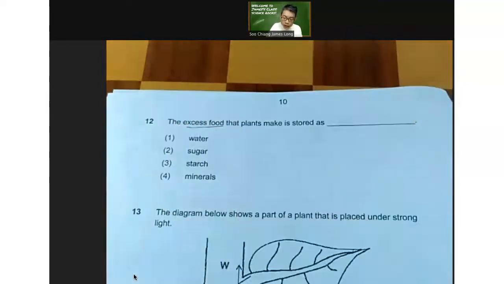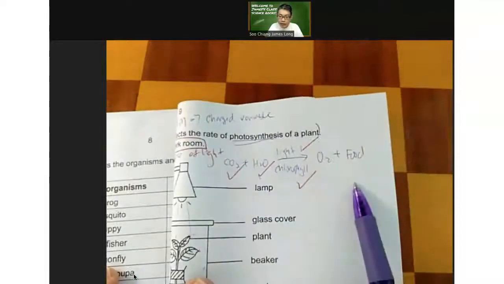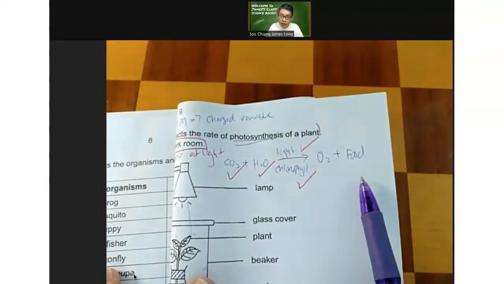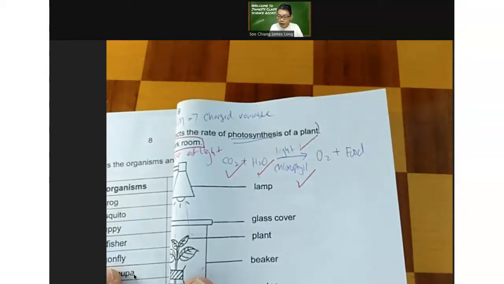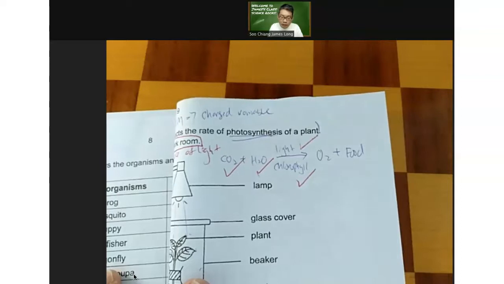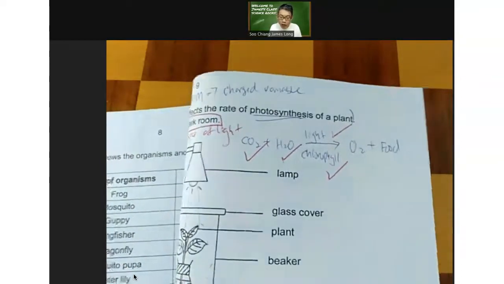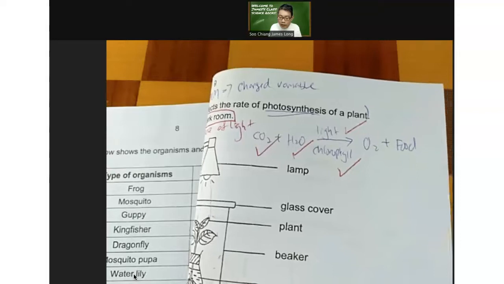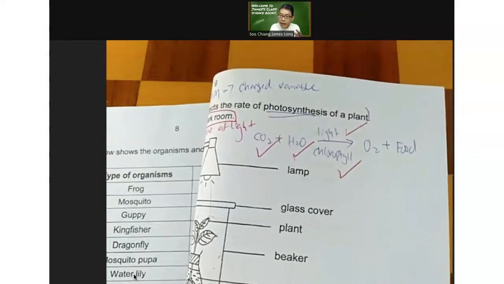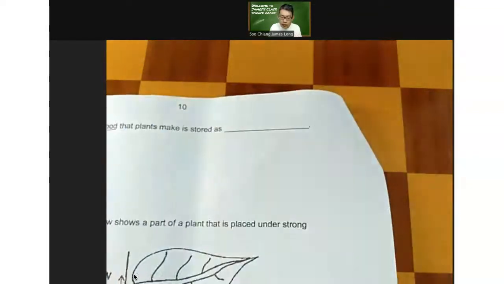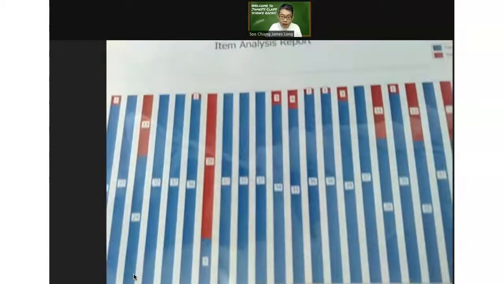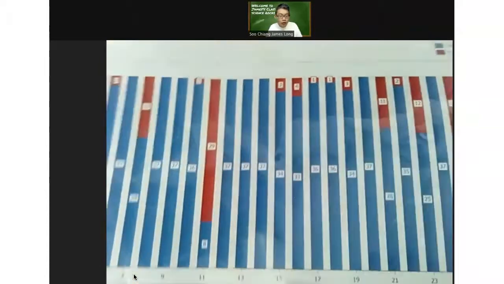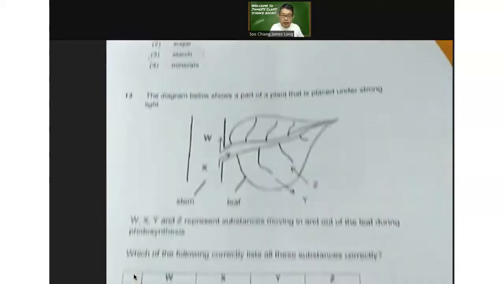Excess food, right? We talk about food being sugar, right? So the food is being used by the plant for life processes such as photosynthesis, respiration, for growing new leaves, for all kinds of purposes, and growing new roots. But there will be excess food left, and excess food will be stored as starch. So this question was very well done, question 12. Alright, everybody got question 12 correct. Okay, good job. Let's go to question 13 now.